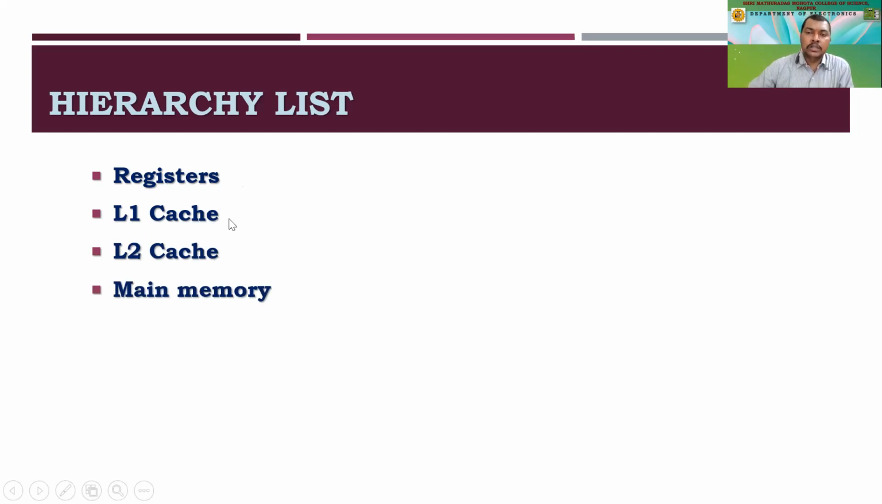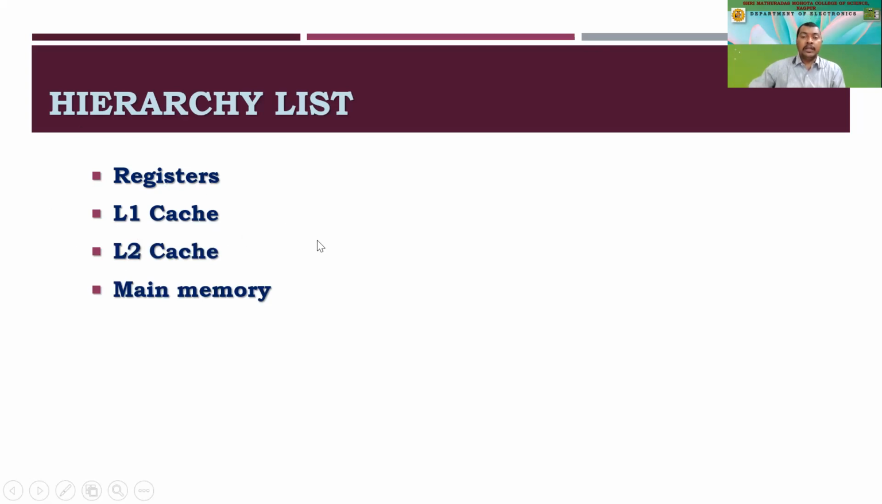Now L1 and L2 are the cache memories. So what are these cache memories? These cache memories are very near to the CPU, so that they can be accessed easily by the CPU, right? That is why they are called cache memory. They are very small in size. We'll study this cache memory in depth.